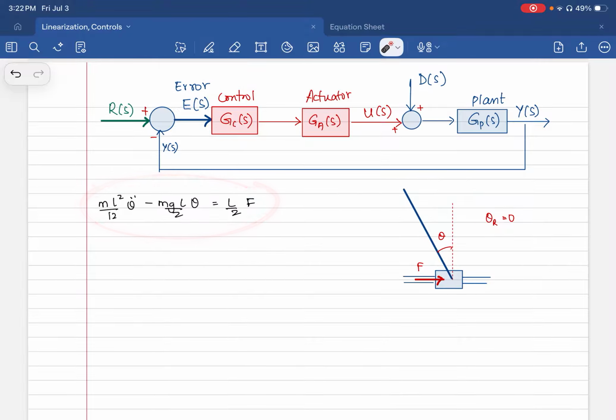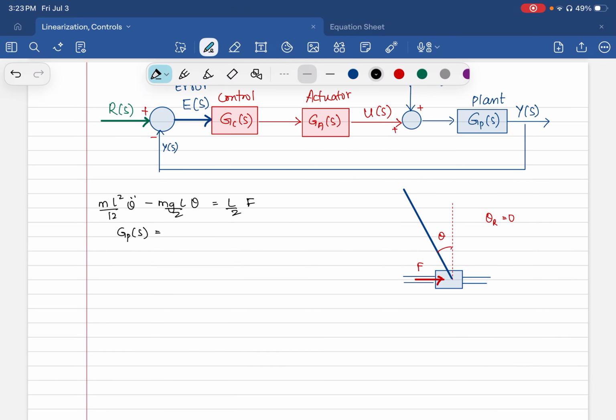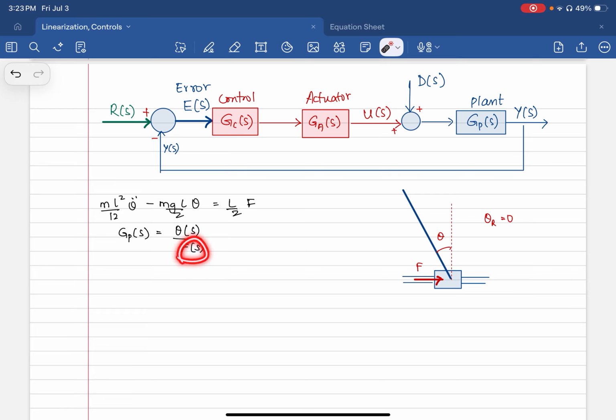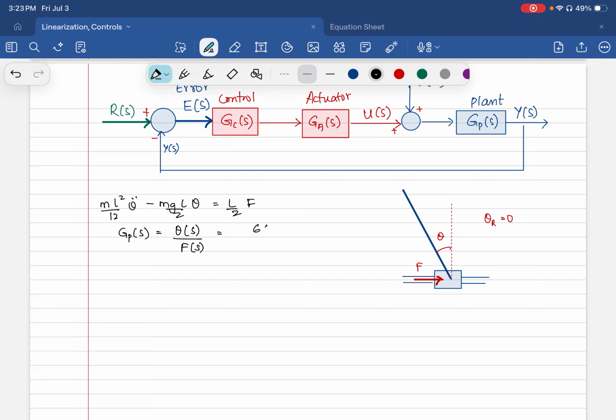This here is the dynamics of the system. How F changes theta is defined based on the mass and the length of this inverted pendulum. So what is the plant transfer function? That is, what is GP of S? This is just theta of S over F of S. How the force is influencing theta is captured by GP of S. If you do this, you will get 6 over ml divided by S square minus 6g over L.